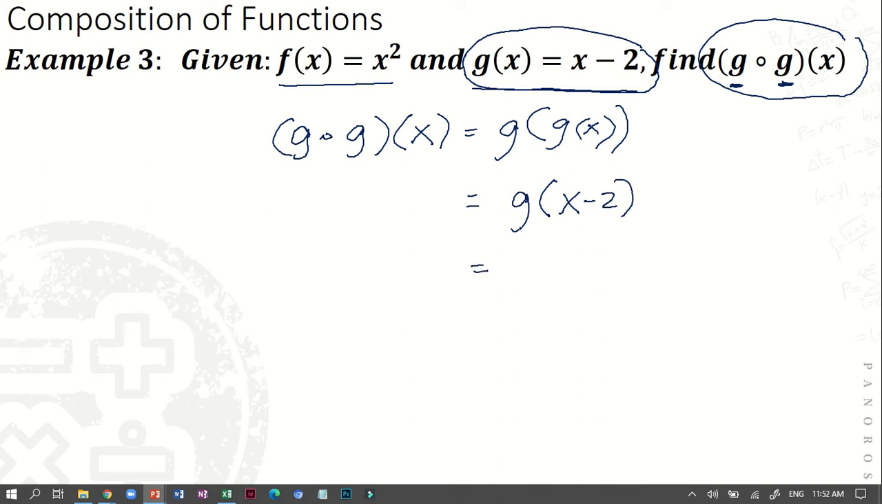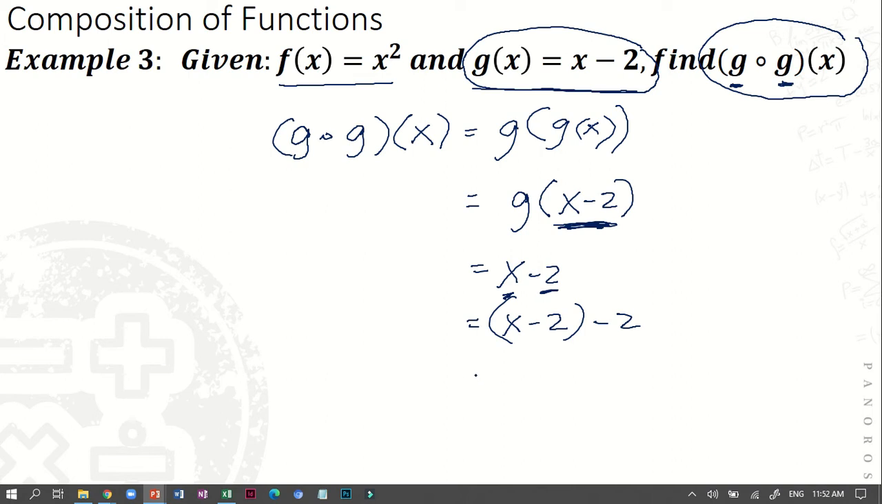Next, ano ngayon ang value ng primary function? Siya pa rin. X minus 2 pa rin. So, si g natin, palitan natin ng x minus 2. Next procedure, tanggalin yung x. Ano ipapalit mo? Ipalit mo pa rin yung sarili niya. Palit mo yung x minus 2. So, tanggalin ng x, palitan ng x minus 2, minus 2. Yung minus 2, kinopya lang to.